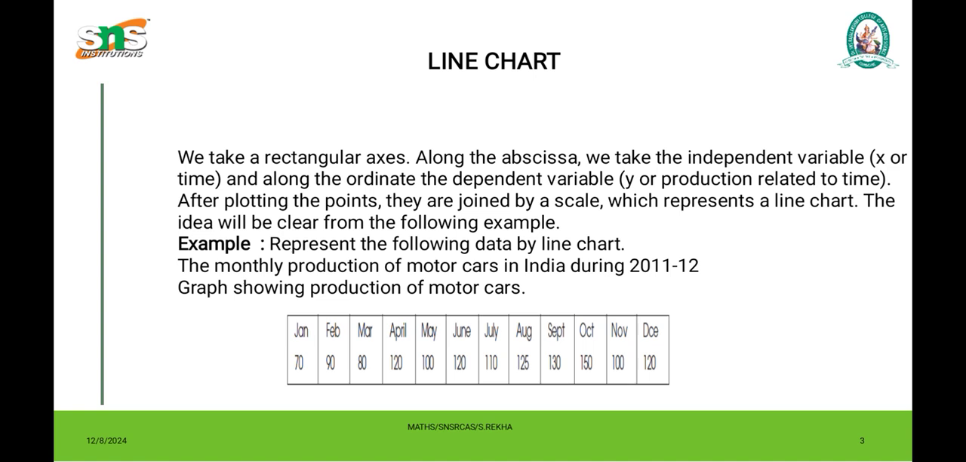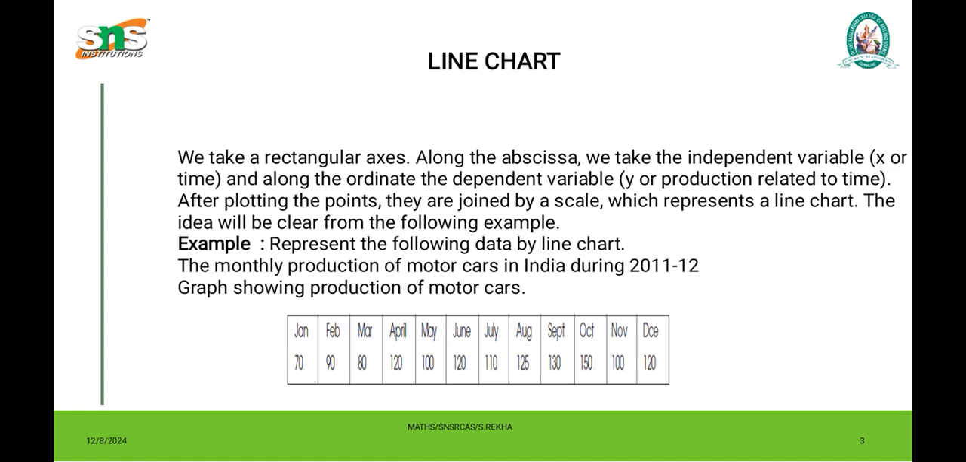This reveals how you identify the presentation of data. A line chart is nothing but this: we take rectangular axes, and along the axes we take the independent variable. The x-axis is represented as the abscissa, whereas the y-axis is represented as the ordinate. We represent the projection of the points and join them using a scale, which gives a line chart. The idea will be clear from the following example: present the following data by a line chart.